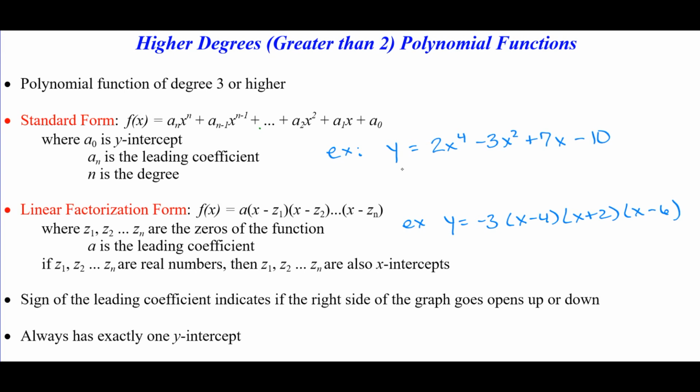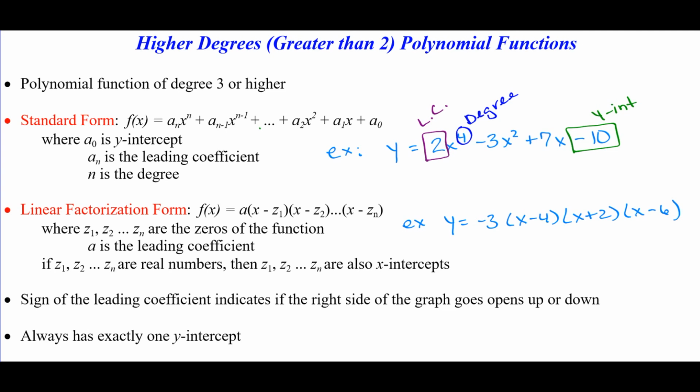Standard form, an example here would be 2x to the fourth minus 3x squared plus 7x minus 10. We want to be able to identify a couple things in here. So a sub 0 is my y-intercept, so your constant is going to be your y-intercept. A sub n is your leading coefficient, so the number in front of your highest degree term is your leading coefficient. And then our highest exponent is going to be our degree. So this polynomial example that I gave here is a polynomial of degree 4. The leading coefficient is 2, and the y-intercept would be negative 10.